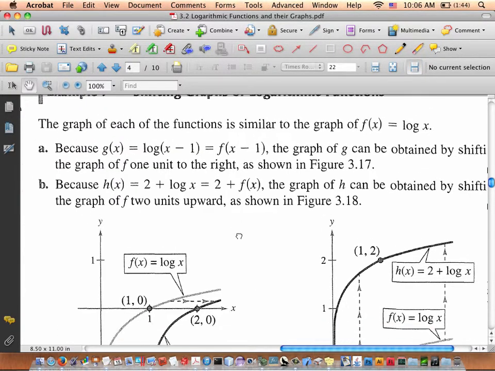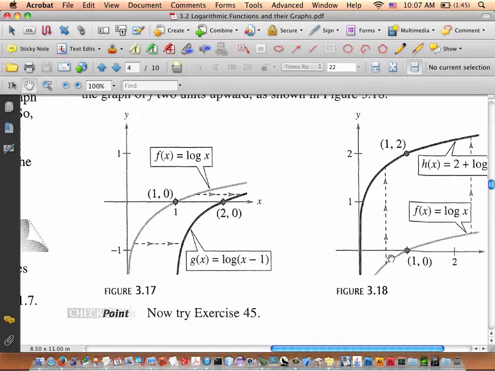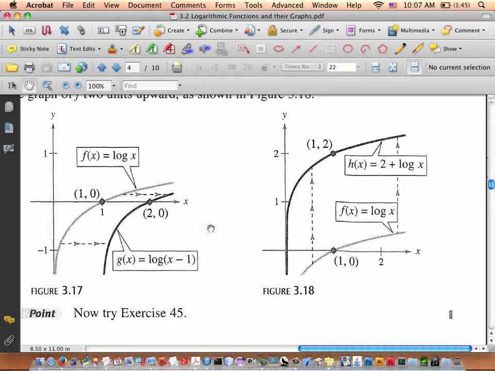Let's look at part B. What kind of transformation is happening here? Upwards 2 units. Is that going to change the vertical asymptote? No. Because if you go up 2 units with the original graph, the vertical asymptote would only move up 2 units. But since it's a vertical line anyways, moving a vertical line up 2 units doesn't shift the line at all. So the only thing that changes is what? The key point of 1, 0 now becomes 1, 2.